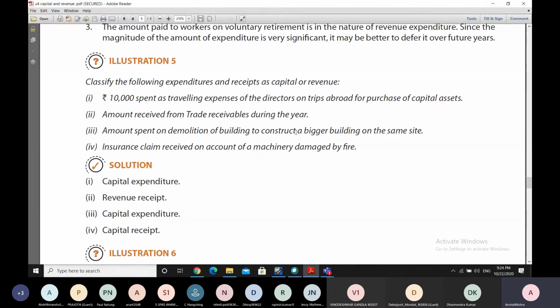Number 2 is the amount which is received from the trade receivables during the year. Trade receivables are the receivables which are accruing every year, and therefore whatever amount is received out of the trade receivables in a particular year is a normal business receipt. It is a receipt coming from the normal business activities, as we have understood earlier also. And since it is coming from the normal business activities, it is revenue receipt in nature.